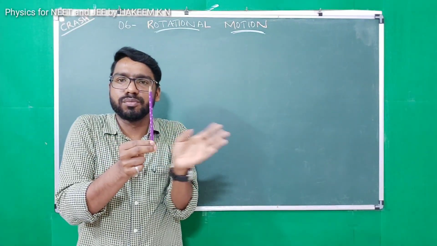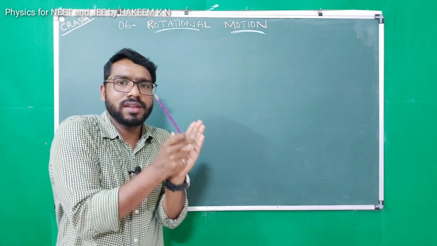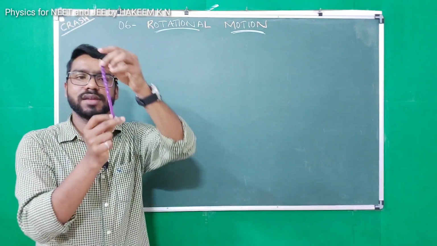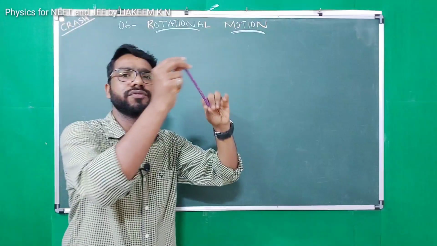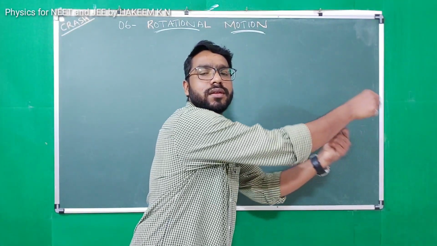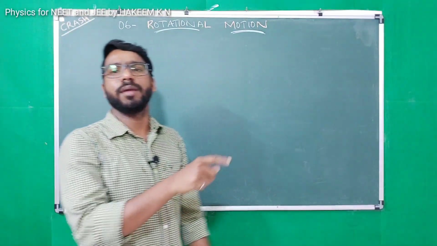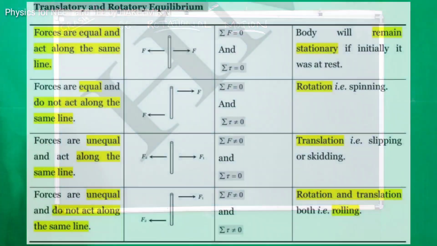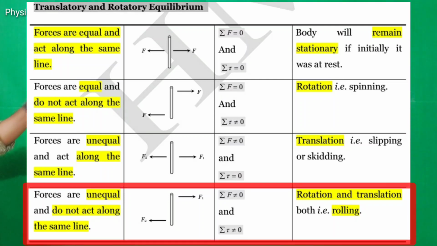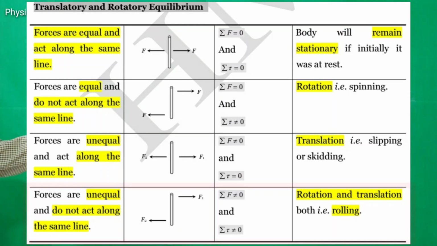Body will tend to move in the direction of greater force and body also rotates. Then what happens? Position of the body will change and then also body will rotate. That type of motion is called rolling motion, a combination of rotation and translation.